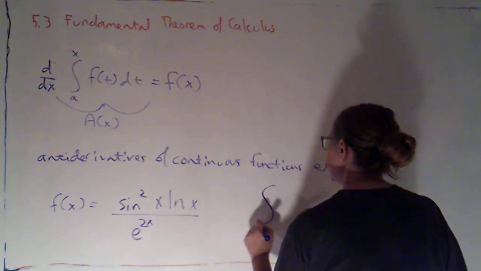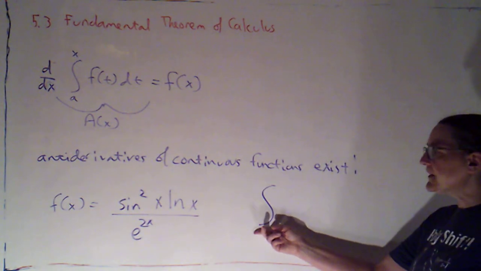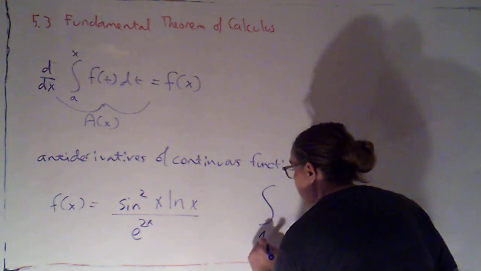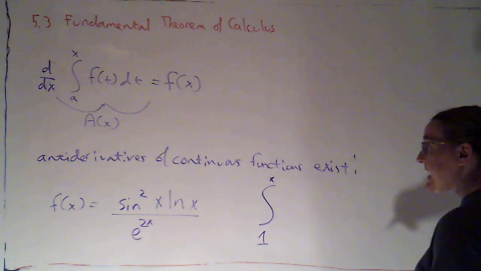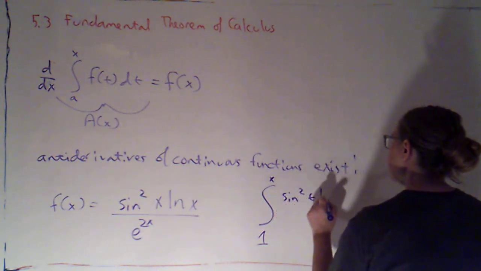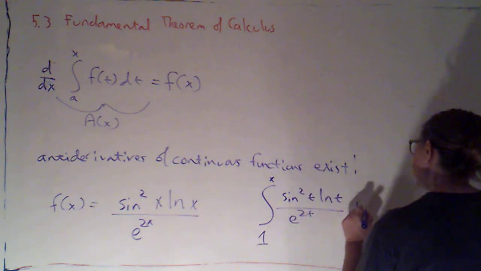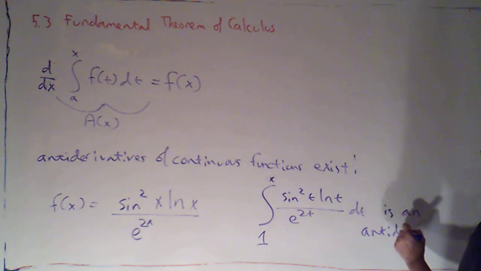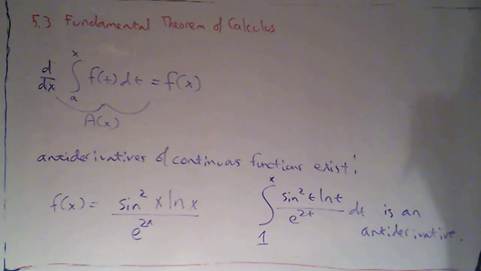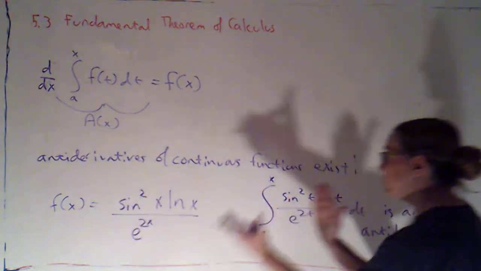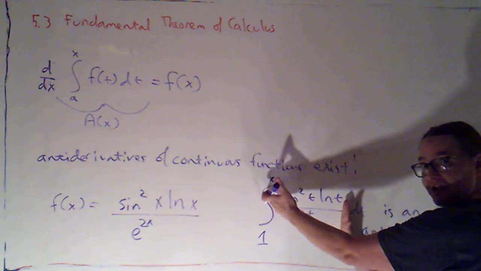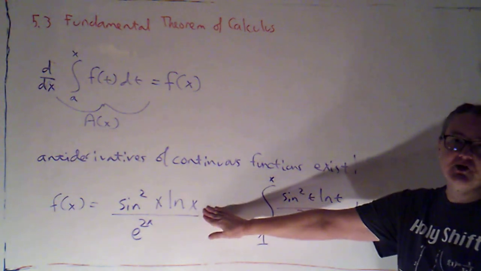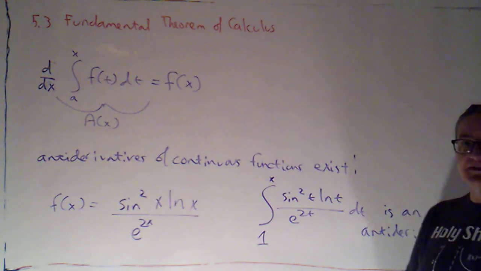An antiderivative would simply be the integral from, give me any fixed starting point that's in the domain of this function. So it would have to be a positive number in order to be in the domain. So let's just say 1. The integral from 1 to x of sine squared t natural log of t over e to the 2t dt is an antiderivative. Okay. So if I turn it into the height function and create a related area function, I've just created a function whose derivative is going to be that function. Okay. So it tells me that antiderivatives exist.